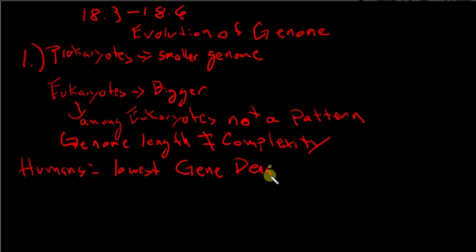What I mean by that is, in, let's say, a 10,000 base pair long segment of DNA, they will have fewer genes than maybe a mouse or maybe a cactus. So humans and other mammals have the lowest gene density. We have a lot of introns in our genes, a lot of non-coding sections of DNA between our genes. Lots and lots of introns.